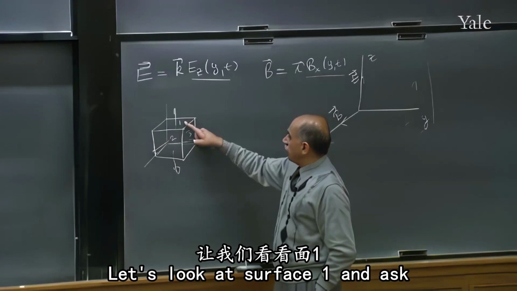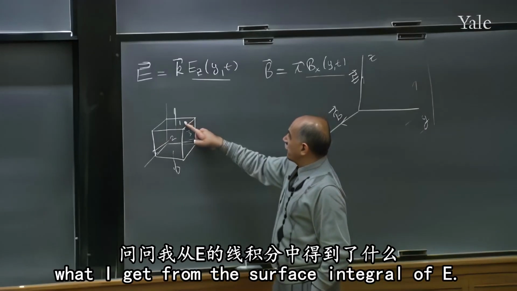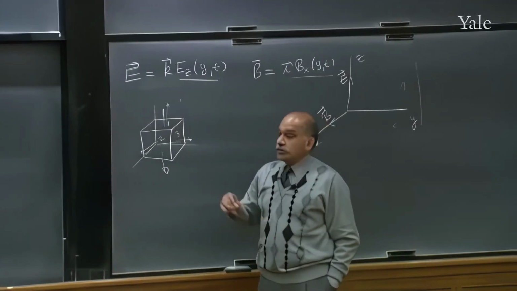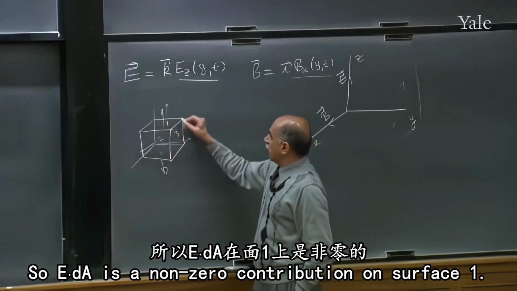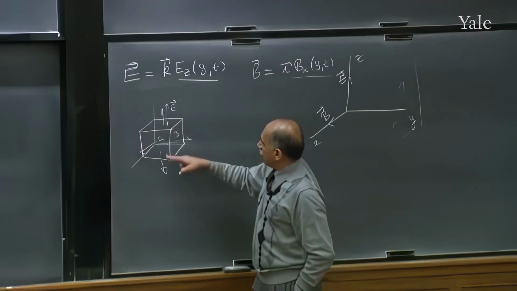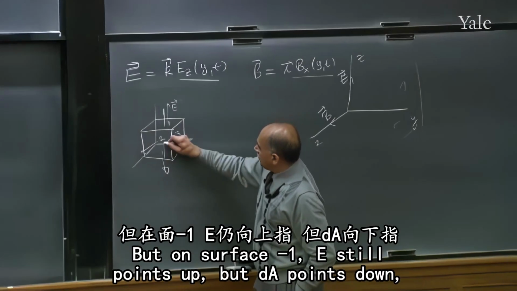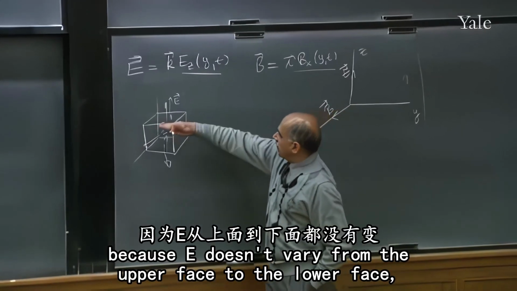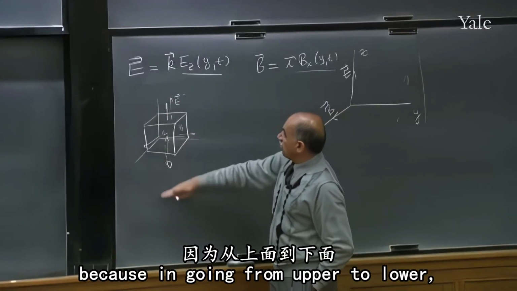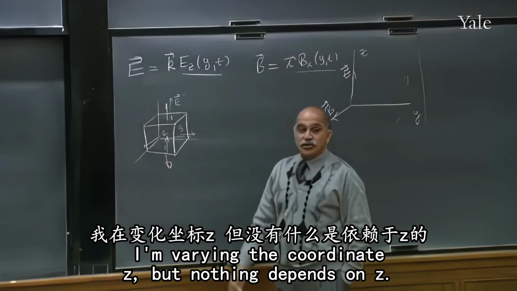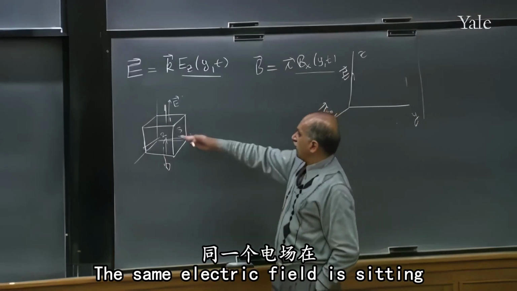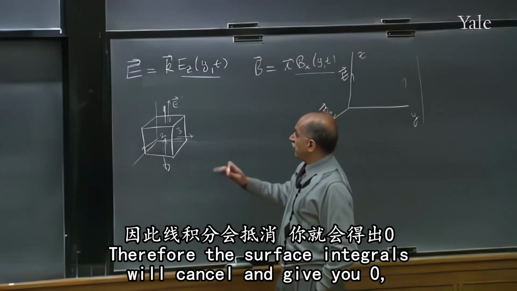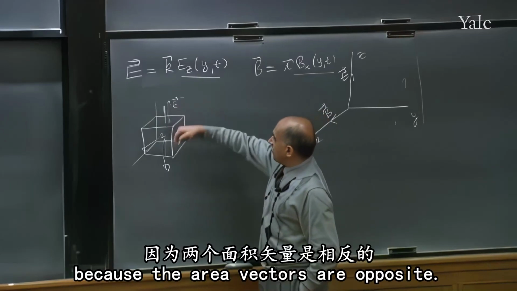Let's look at surface 1 and ask what I get from the surface integral of E. Do you agree that E points this way? So E dot dA is a non-zero contribution on surface 1. But on surface -1, E still points up, but dA points down. Because E doesn't vary from the upper face to the lower face, because in going from upper to lower, I'm varying the coordinate z, but nothing depends on z. The same electric field is sitting on the upper plane of this cube as on the lower plane of the cube. Therefore, the surface integrals will cancel and give you 0 because the area vectors are opposite.